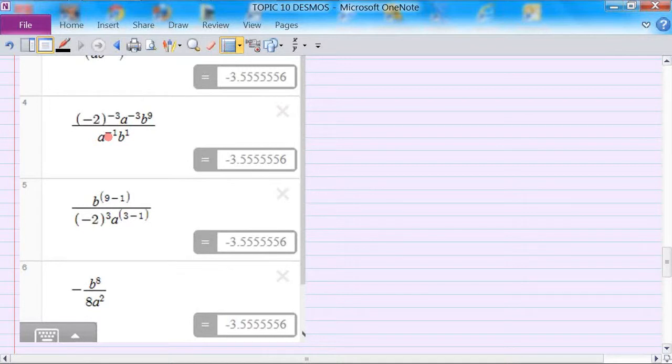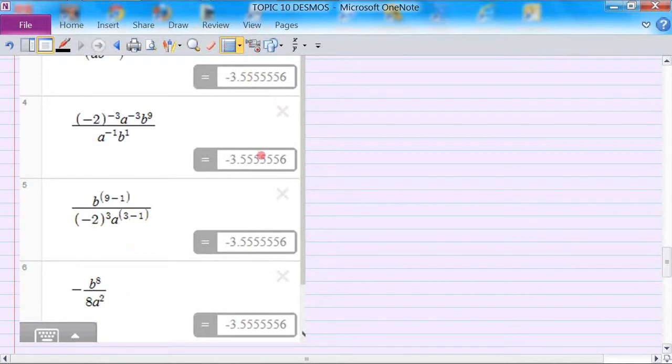I group the A's over here. I'm going to bring this down from the numerator to the denominator, plus 3 minus 1, because I want the exponents to be positive. 9 minus 1 gives me 8. Minus 2 times minus 2 times minus 2 gives me minus 8. I put the 8 here and the minus sign here. Right? Doesn't matter. I could leave it here, but put it in front here, minus 8. And 3 minus 1 is 2.